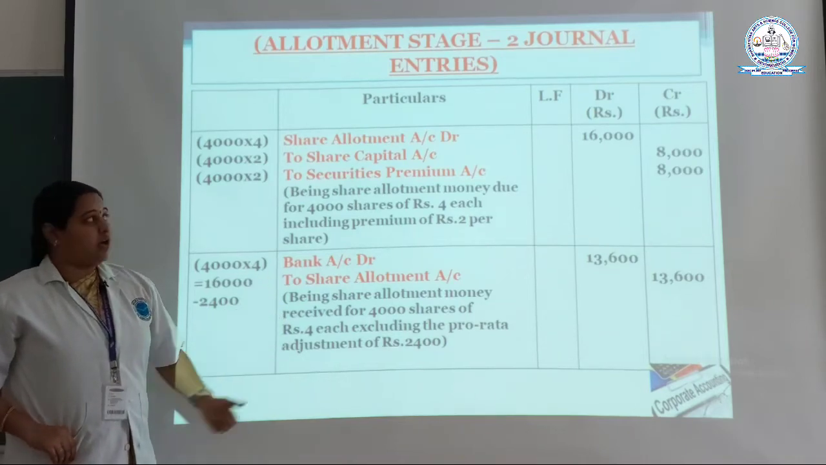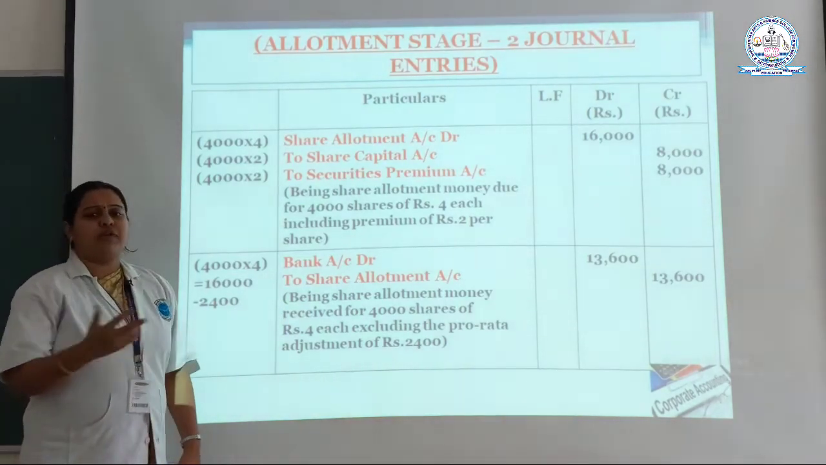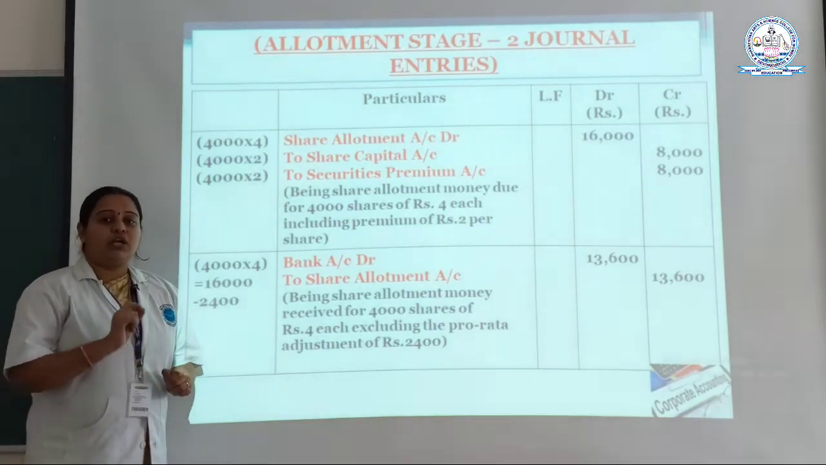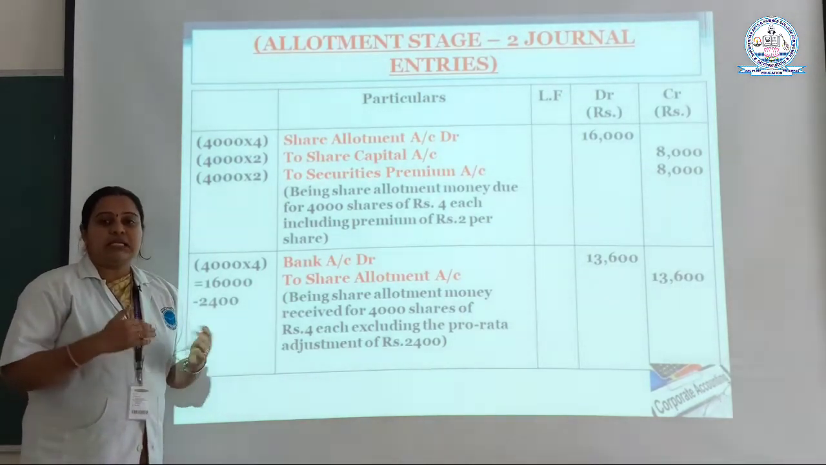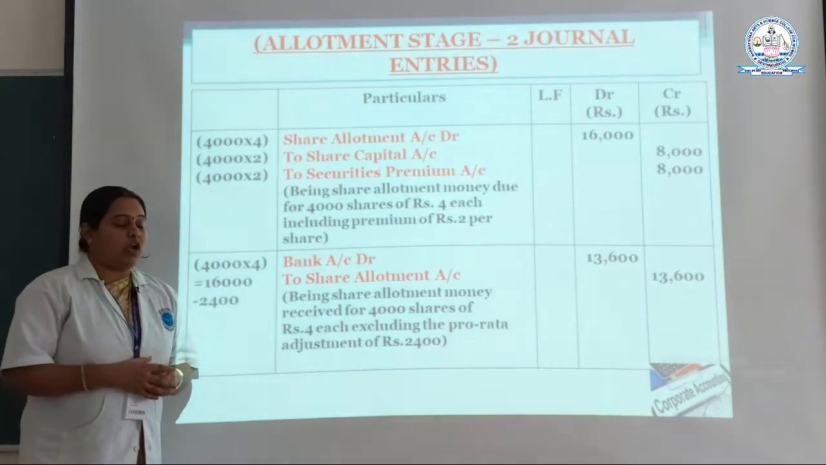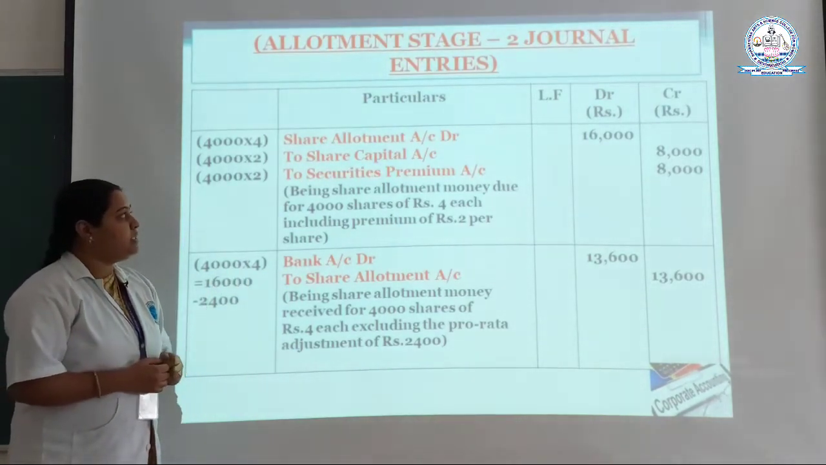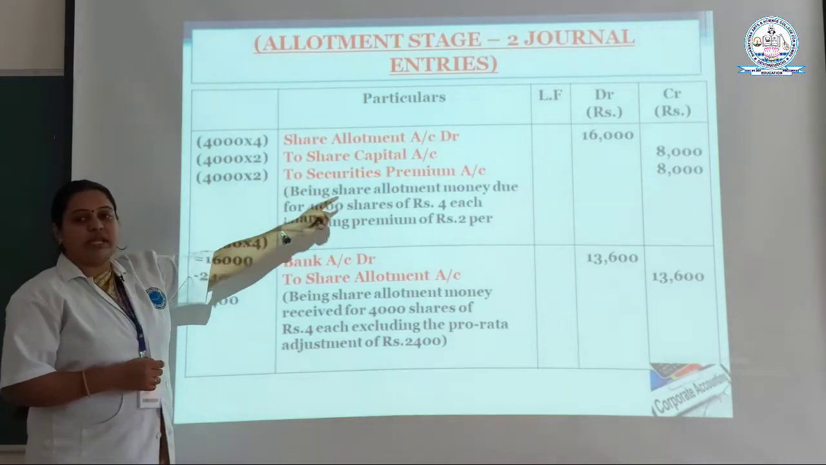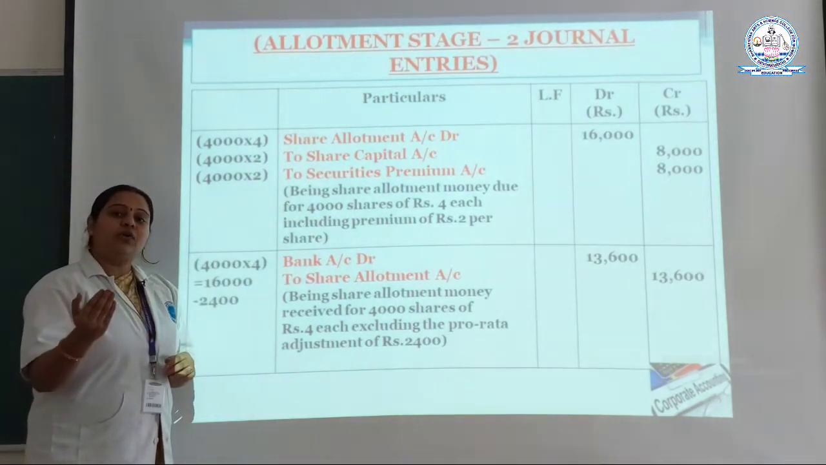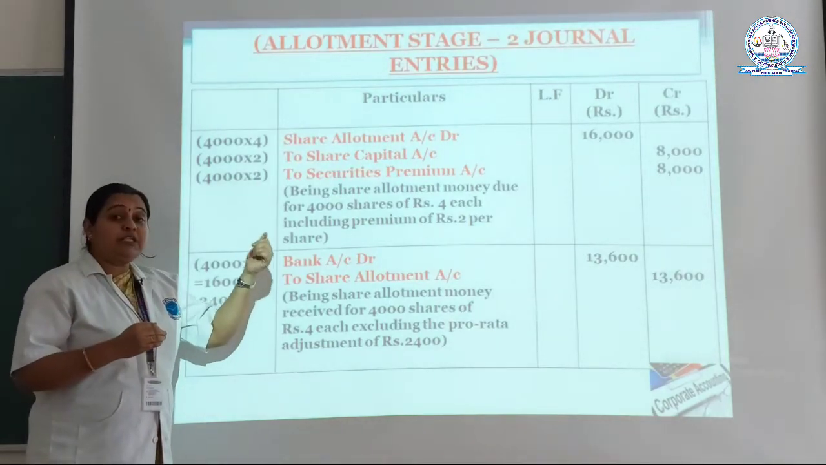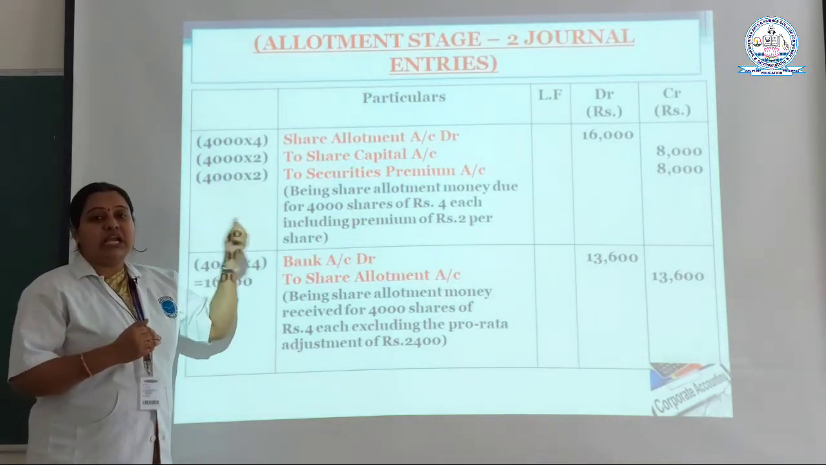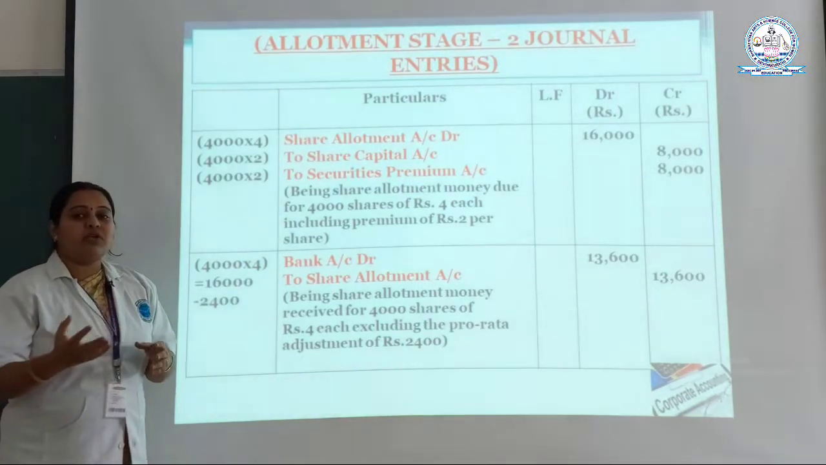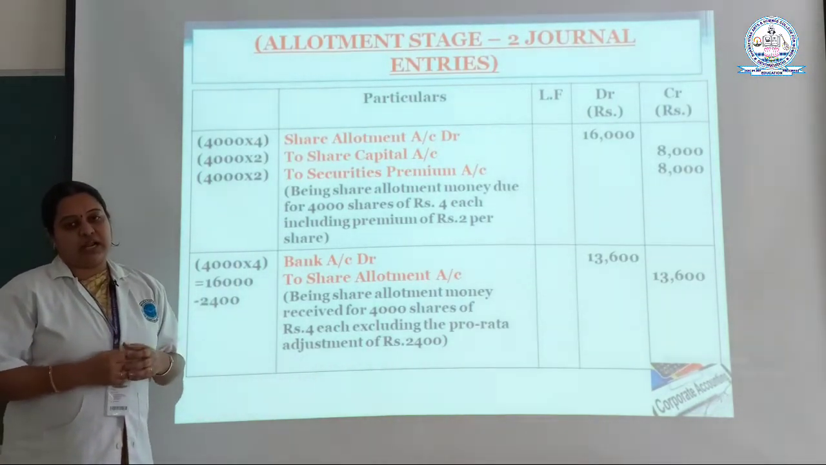Next stage is allotment. For the allotment stage also we have 2 entries. First journal entry is about the due of share allotment money. Second one is receiving the share allotment money. Let's see the journal entries. Share allotment account debited to share capital account and securities premium account. I already told you that securities premium should be entered in the due entry of share allotment. So the entry is like this, and how much amount do we have to enter for this journal entry?